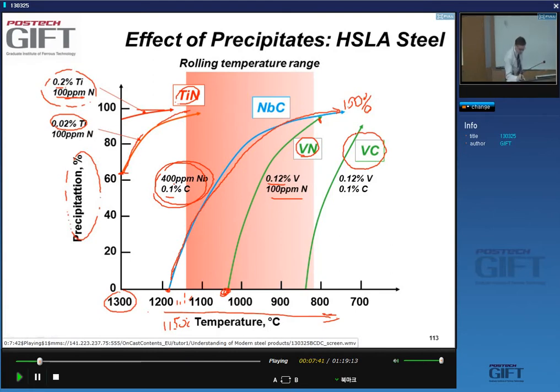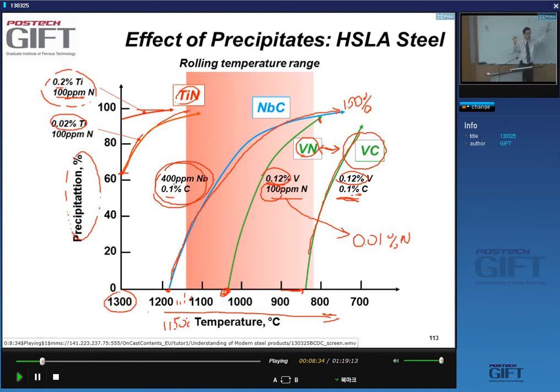Okay, and finally, vanadium. So if you compare, for instance, the behavior of vanadium carbide with vanadium nitride, I have about 0.12% of vanadium, the same amount of vanadium, but I have 100 ppm of nitrogen. 100 ppm, just to remind you, is 0.01% of nitrogen. So in this case, I have 10 times higher carbon content. Despite this fact, the precipitation of the vanadium carbide starts at low temperatures, yeah, and typically very close to the transformation temperature to ferrite. Okay, so you have basically two extremes: titanium nitride precipitates at very high temperatures. The vanadium carbide precipitates at low temperature.